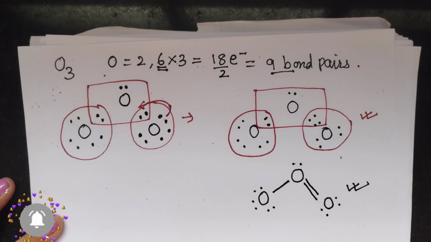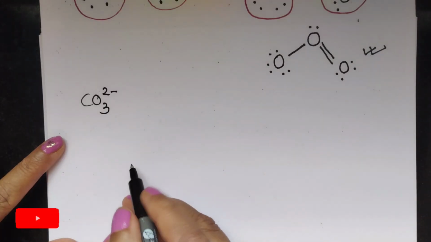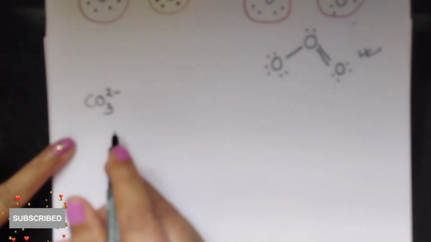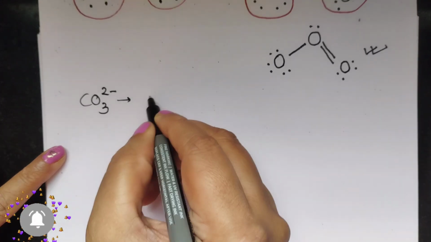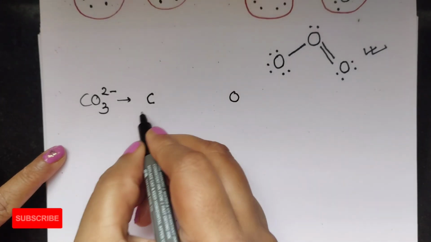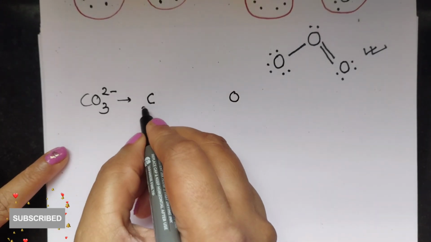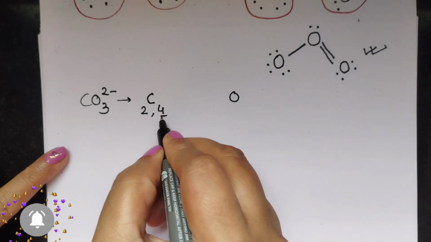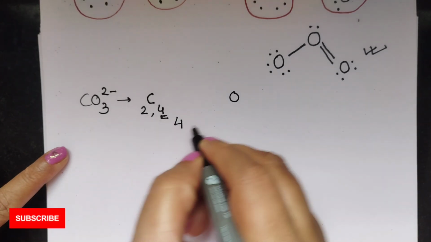Let's see the next molecule. The next molecule is the carbonate ion, that is CO3 2-. So here we have carbon and oxygen. Carbon electronic configuration is 2 and 4. So the valence electrons are 4. So this is 4 plus.